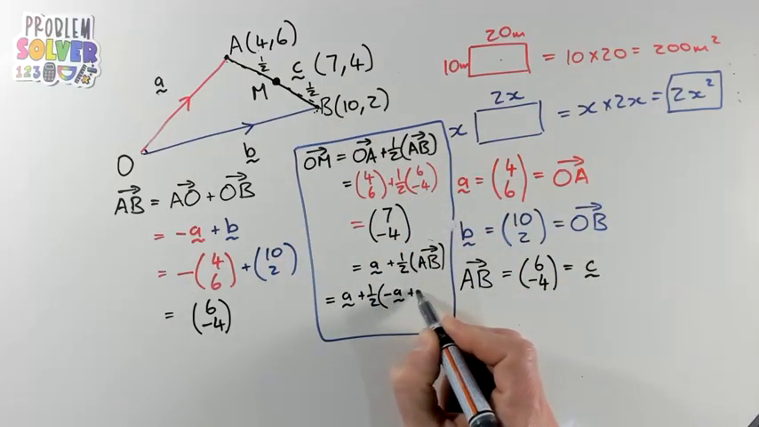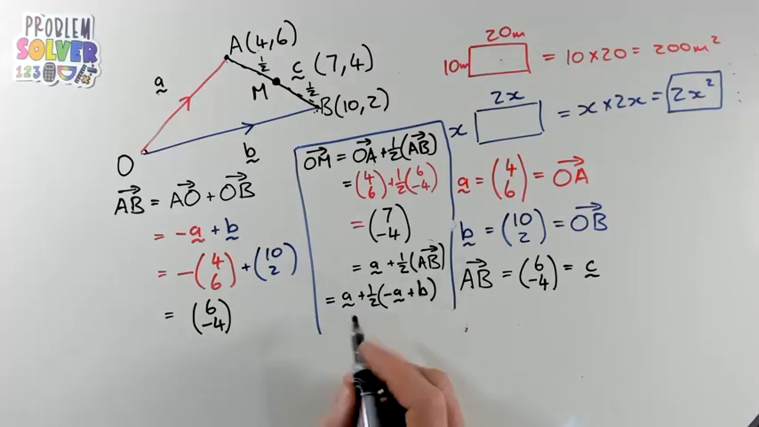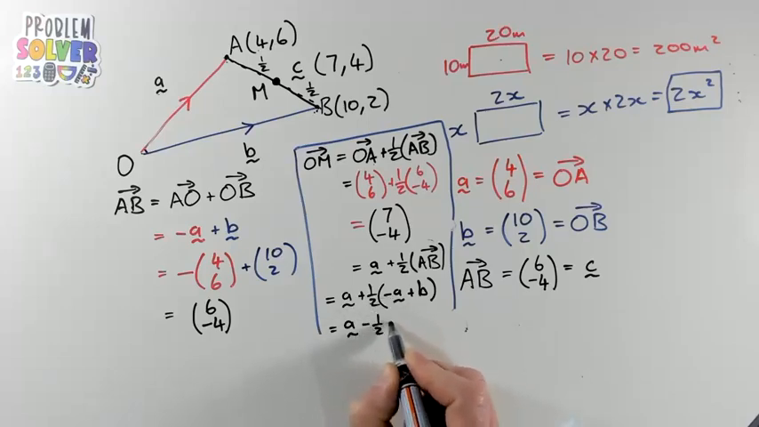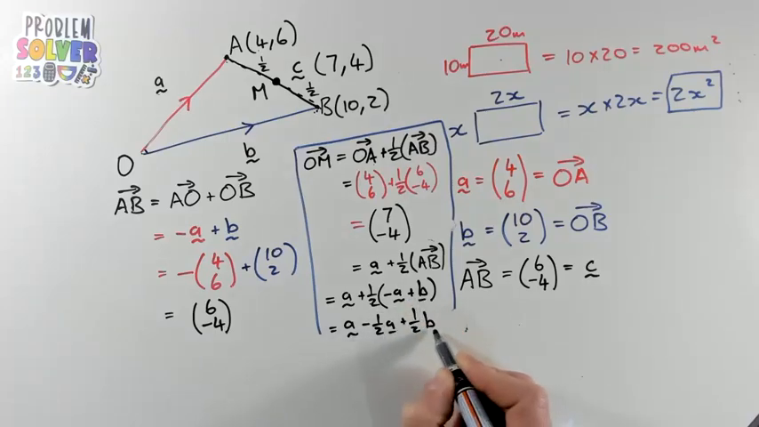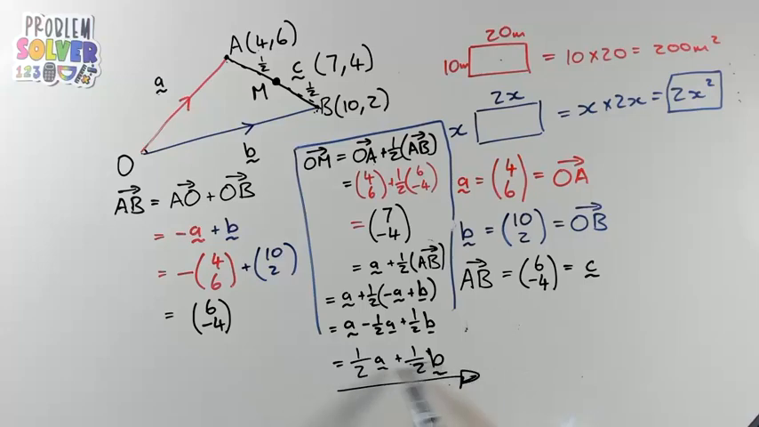Negative A plus B. And if I distribute this, then I have a half times negative A is minus a half A, and a half times plus B is half of B. And A minus a half A is just half an A, plus half B. Well, okay, this is where we should end. This is kind of what they want.